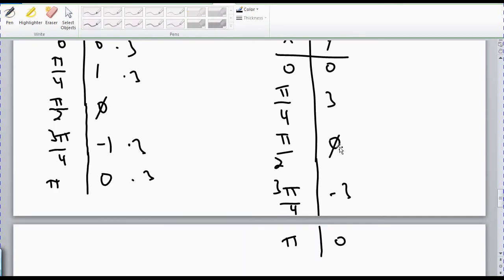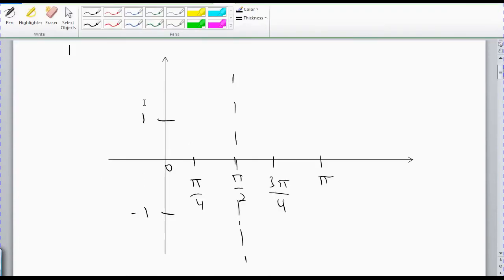And you'll see that the values that we have are 0, 3, negative 3, 0. And I should actually label those as 3. 0, 3, and then this one is negative 3, this one is 0. So it looks like this. So I know how it's going to look with the asymptotes. So that's one period.